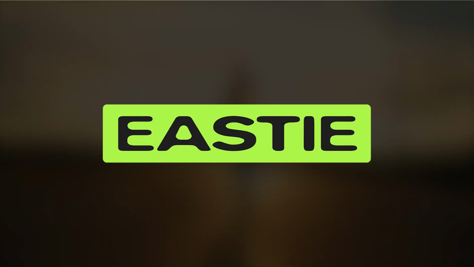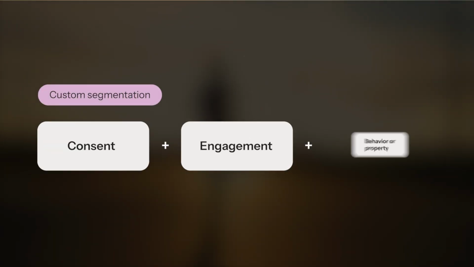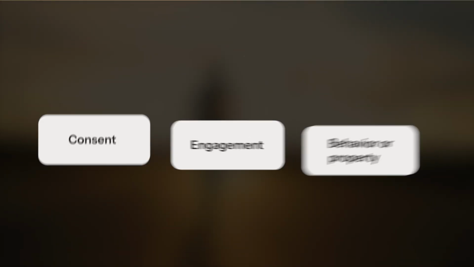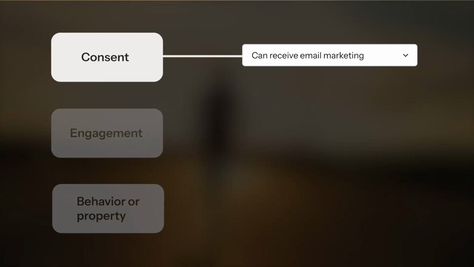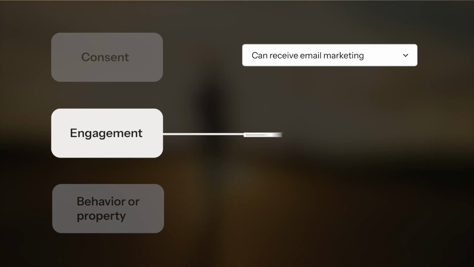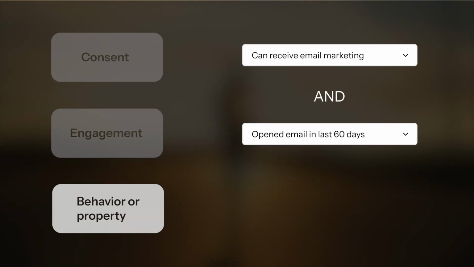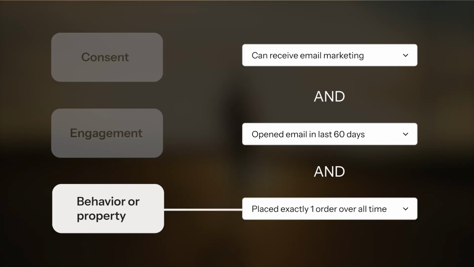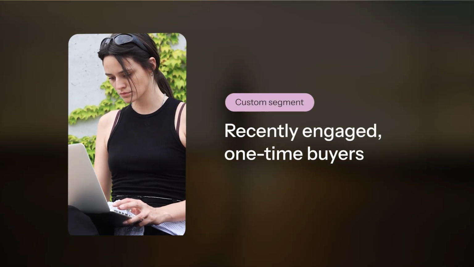Let's go back to Eastie. Their goal is customer retention after the first purchase. So they use the custom segmentation formula to build a segment of buyers. For consent, they filter for people who can receive email marketing. For engagement, they include anyone who's opened an email in the last 60 days. And for behavior, they add a condition for customers who've placed exactly one order. That gives them a focused group of recently engaged, one-time buyers who are ripe for a second purchase.